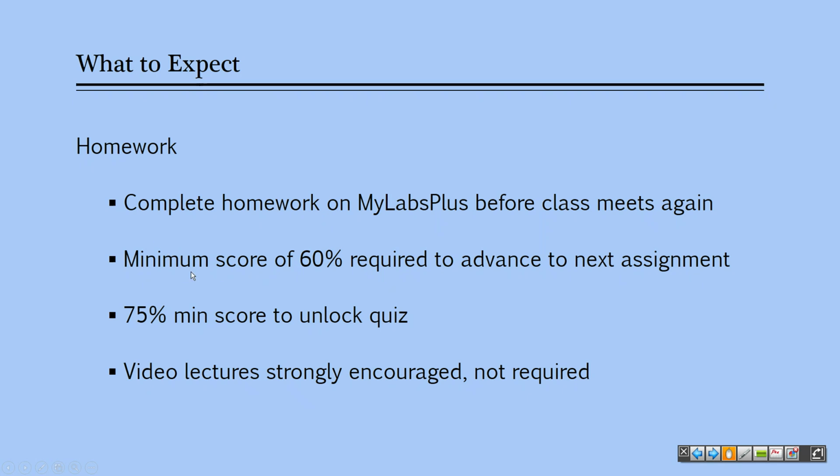When you complete your homework, you need to receive at least a 60% in order to advance to the next assignment. When you're finished with a chapter, you will need at least a 75% on all of those homework assignments in order to get into the quiz that follows.